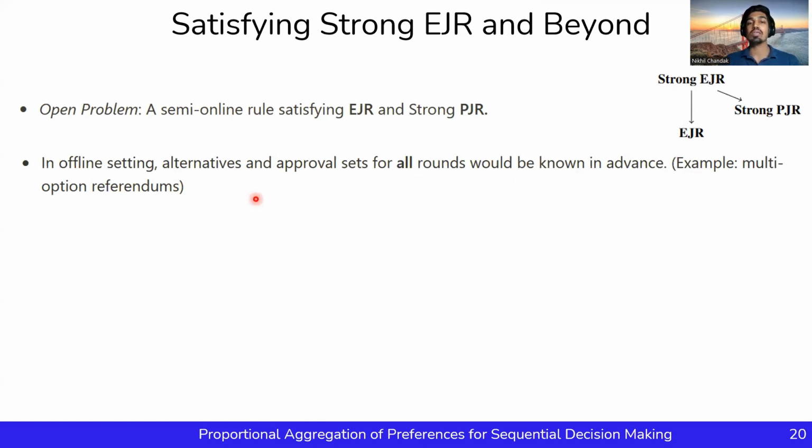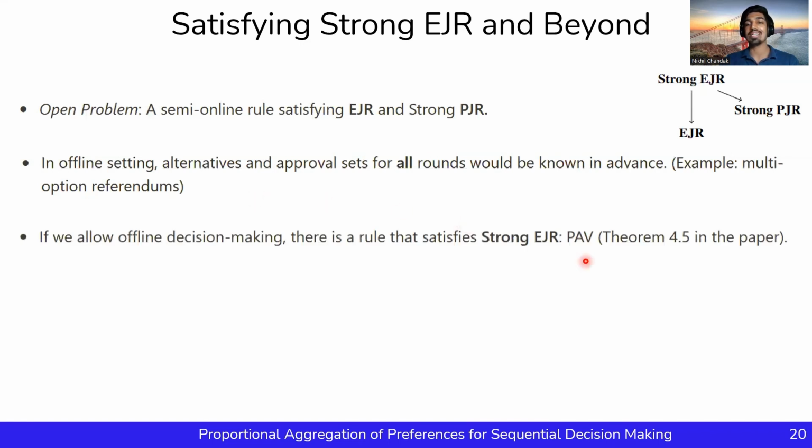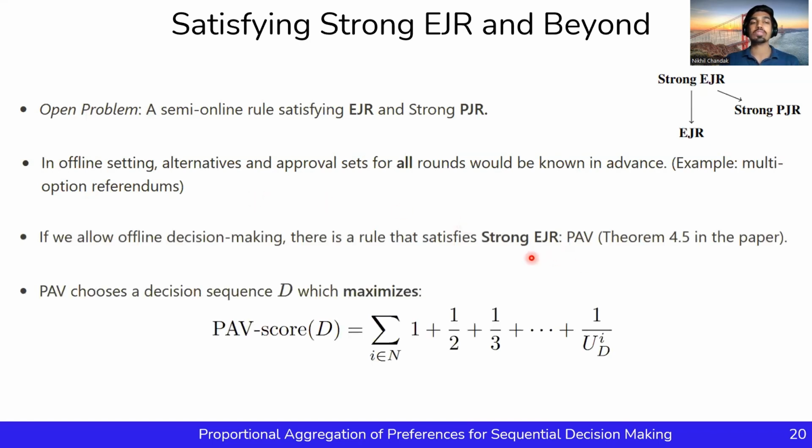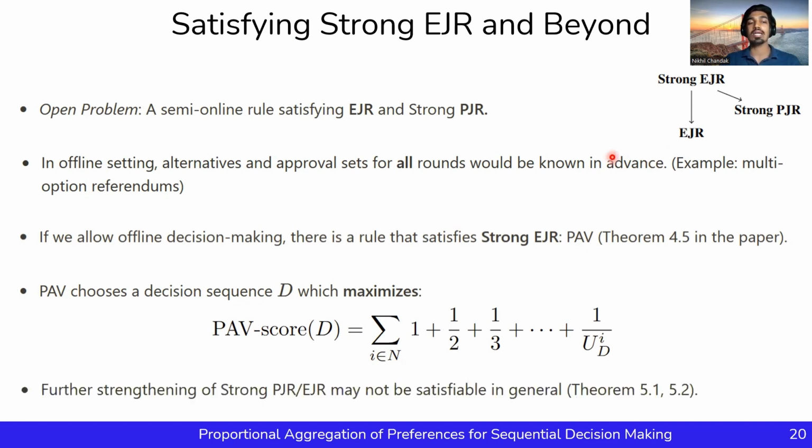Indeed, we show in the paper that there is a rule called PAV which satisfies strong EGR. It computes a decision sequence T which maximizes the sum of the harmonic progression defined by each voter's utility. One might go even one step ahead and ask whether further strengthenings of strong EGR are possible to satisfy. Unfortunately, we show that further strengthening may not be satisfiable in general, as in asking slightly more than alpha times beta may not be satisfiable in general.